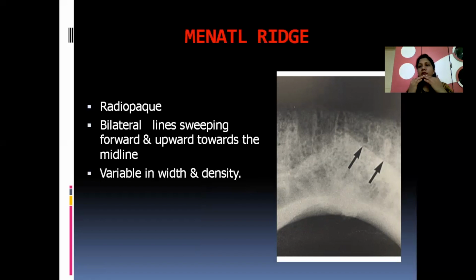Now if we consider from the anterior region, it will go in a downward direction up to the premolar region. From anterior to the posterior region, downward and obliquely. Now the width may be variable in density, and in some areas it will be very prominently seen. In some cases it may not be.